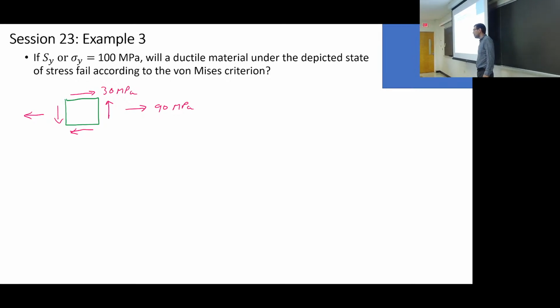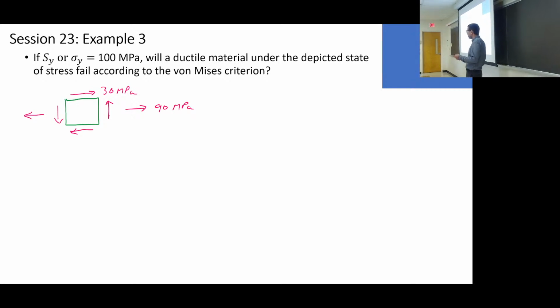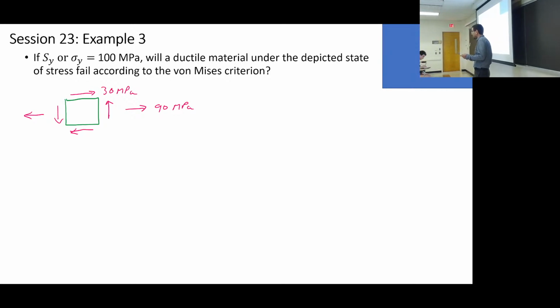Or maybe not that much more slick. But what's the other way to do it? Someone else? I know you guys know. Josh, what are you thinking? How else could you do it? Draw the Mohr circle to find the ultimate strength.